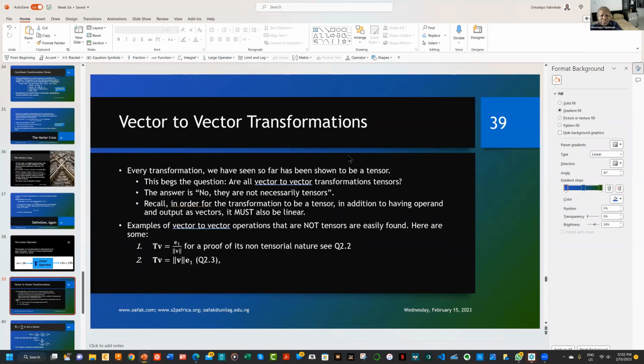Vector to vector transformations. Every transformation we have seen so far has been shown to be a tensor. This begs the question: are all vector-to-vector transformations tensors?